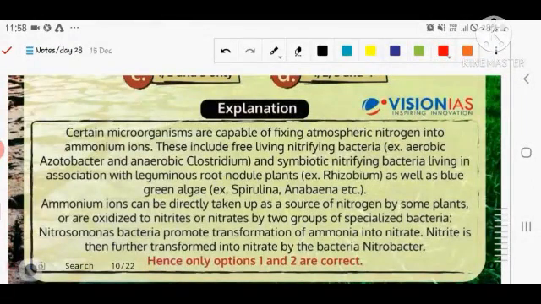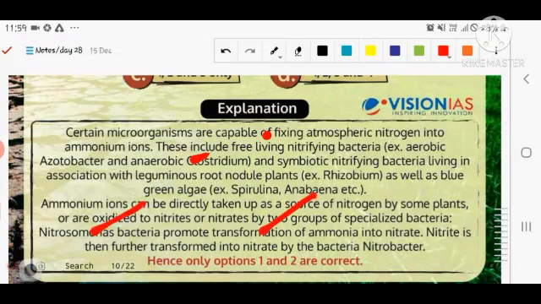Certain microorganisms are capable of the fixing of atmospheric nitrogen into ammonium ion. These include free-living nitrogen fixers, for example, aerobic Azotobacter and anaerobic Clostridium that are found in our sludges also. The whole process of the recycling of the water is done through the anaerobic Clostridium, if you are reading the 9th to 10th class NCERT, in which they have given this particular thing also. And symbiotic nitrogen fixers living in association with the leguminous root nodule plant, example Rhizobium, as well as blue-green algae, that also be known as the Spirulina and Anabaena, etc. Ammonium ion can be directly taken up as a source of nitrogen. Why do they want to convert this nitrogen into ammonium? Because the plant directly gets these things so that they can form the leaves, stems, roots, etc.